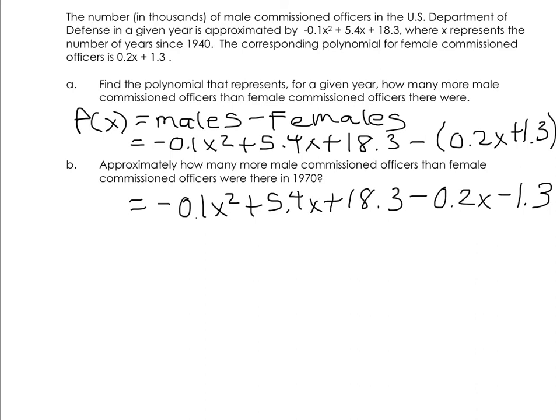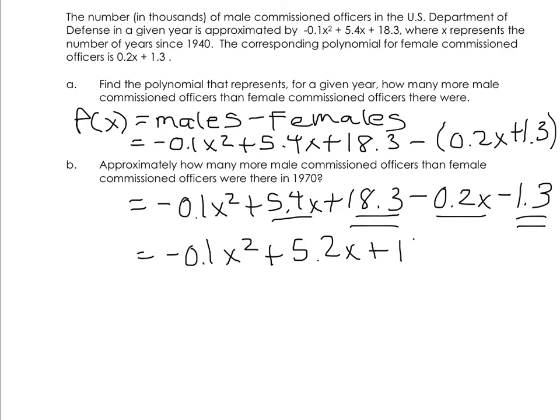Let's combine our like terms. Negative 0.1x^2, no like term for that. We have two x terms, that'll give us plus 5.2x, and we have 18.3 minus 1.3 will give us plus 17. So that's our polynomial that's going to tell us how many more male officers than female officers there are. We want to know in 1970.